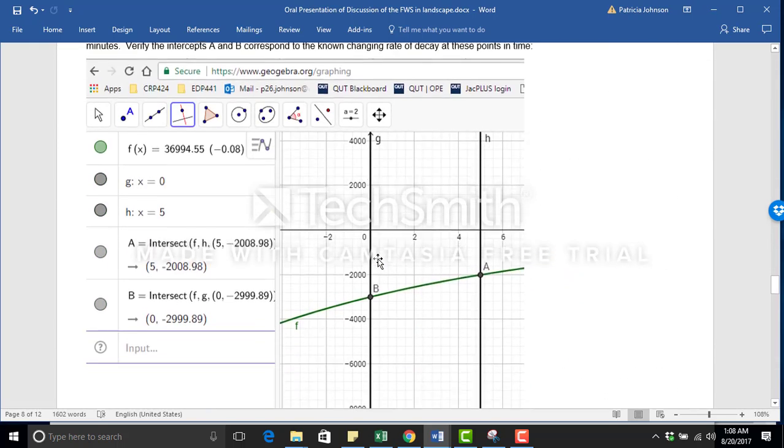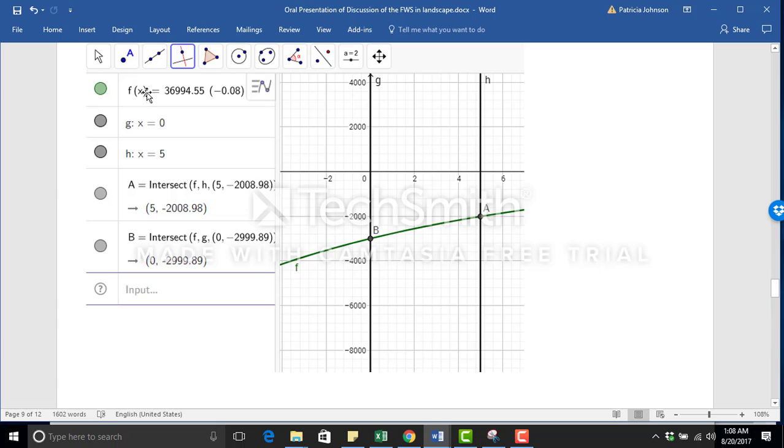Again, we could also use GeoGebra. In GeoGebra, I plot the function, which is the rate of decay. X is actually time. It comes out as this green line. And I plot two constants, time equal to 0 and time equal to 5, which come out as these vertical lines. And I observe the intercepts. 5 and minus 2,000 counts per minute. That makes sense. At 0 minutes, minus 3,000 counts per minute. That makes sense. So minus 2,000, minus 3,000.